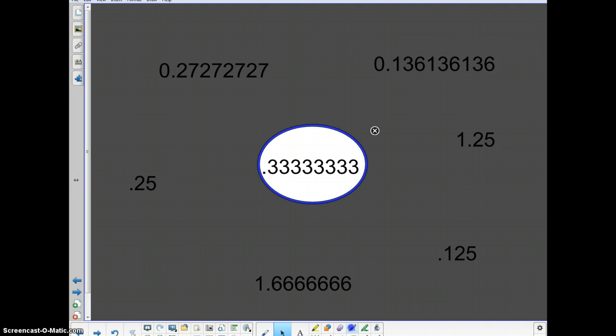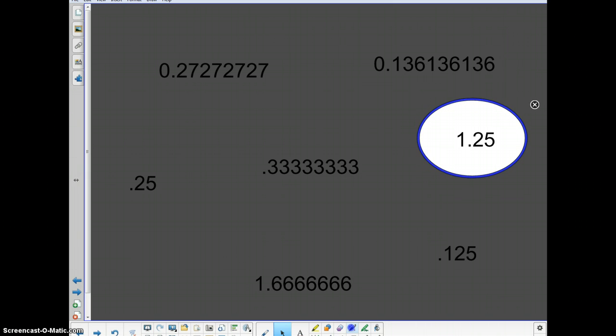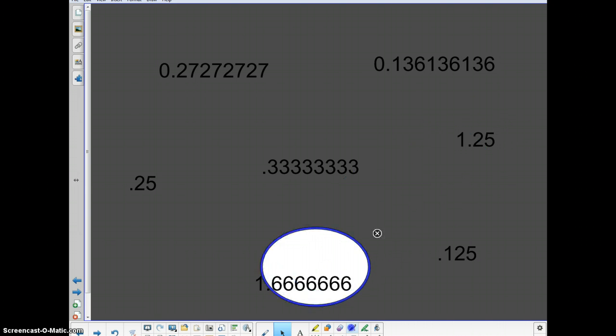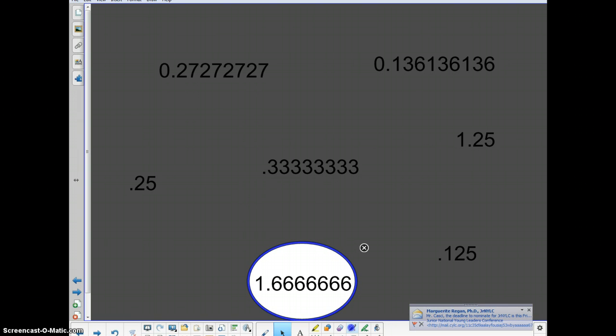And then here, 0.33333333, that is also a repeating decimal. The 3, just the one number, is what's being repeated. 1.25, well, that's very simply it stops. It's a decimal that stops. It's a terminating decimal. Down here, 1.666666, that is a decimal that keeps going. It's a repeating decimal. It's the 6 that keeps going.